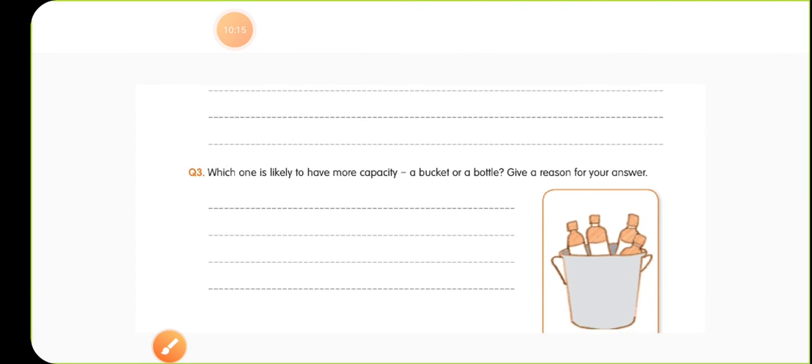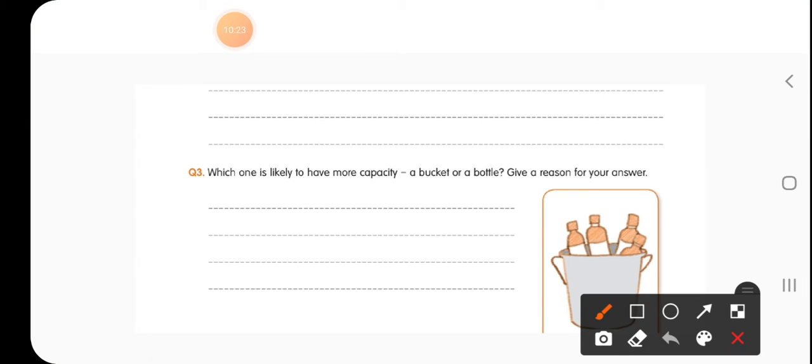The next question: which one is likely to have more capacity, a bucket or a bottle? Give your answer. See here, in a bucket so many bottles are placed. That means which has more capacity? The bucket has more capacity because its size is bigger and it can hold much more liquid in it compared to a bottle.